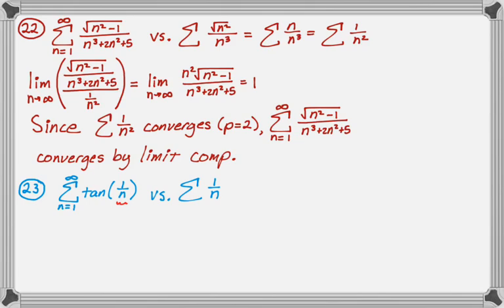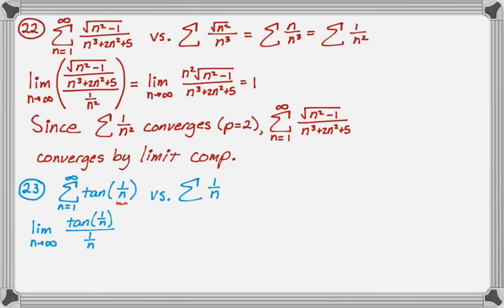So this is a really common thing when you have a trig function with some kind of function in the argument. Like, try comparing it to that function that is the argument. So here it's 1 over n. Let's do a limit comparison. Then, of course, we have to hope that it works, but it usually does.